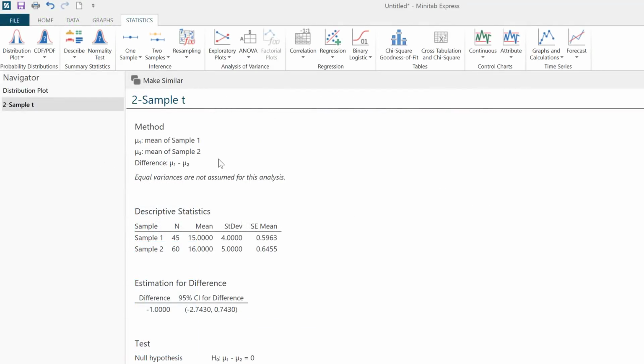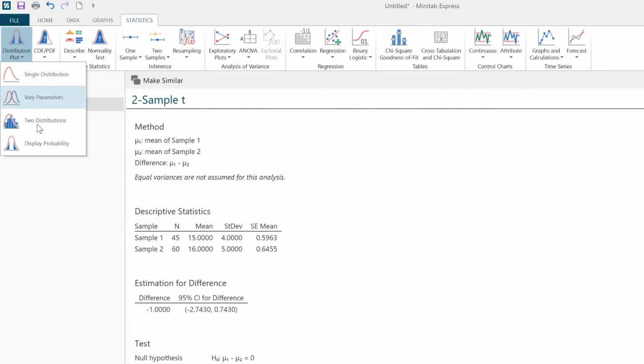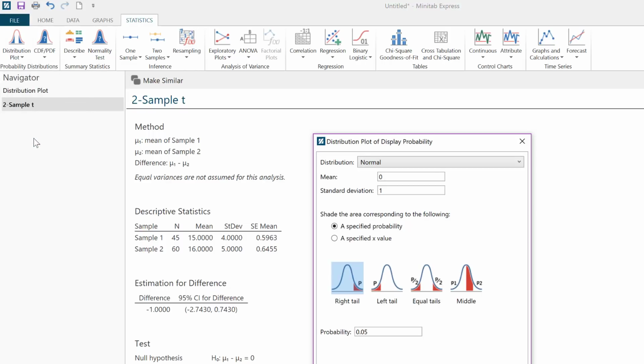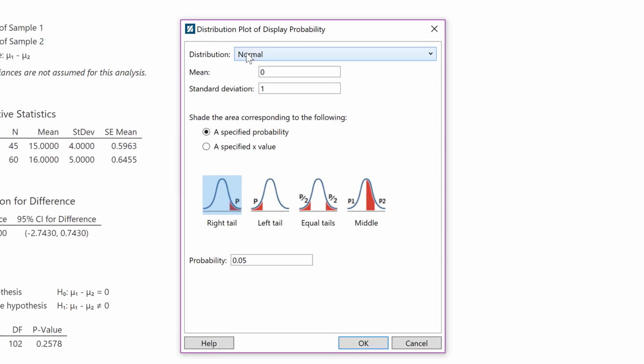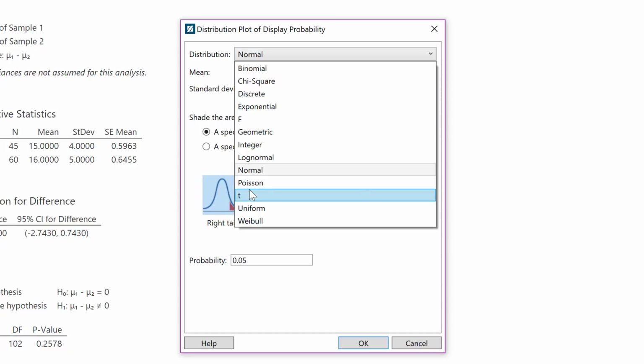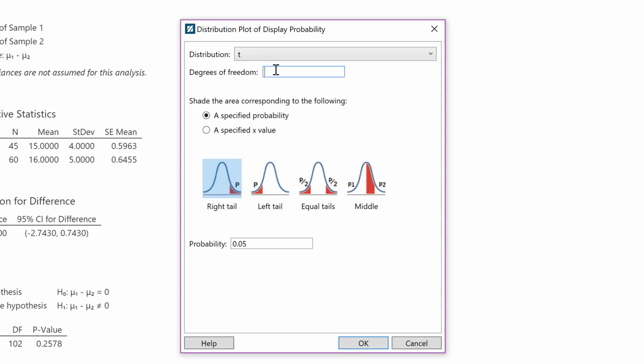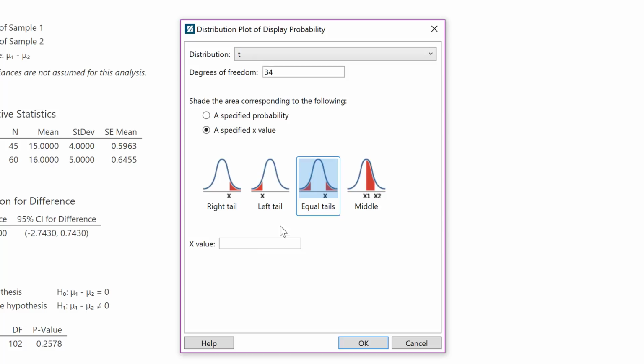I'm going to construct a probability distribution plot to display a probability. We're constructing a t-distribution with 34 degrees of freedom. Our test statistic is a specified x value, and this was a two-tailed test. Our test statistic was 2.422. Click OK.